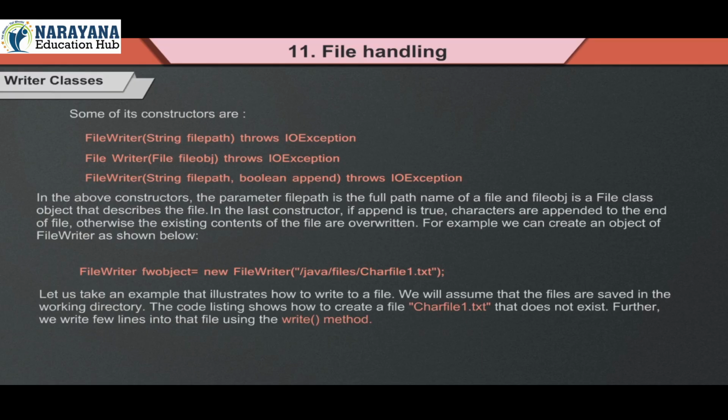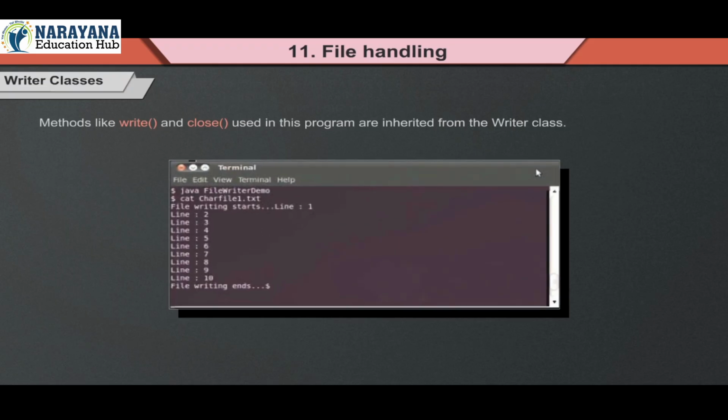Let us take an example that illustrates how to write to a file. We will assume that the files are saved in the working directory. The code listing shows how to create a file carefile1.txt that does not exist. Further, we write a few lines into that file using the write() method. Methods like write() and close() used in this program are inherited from the Writer class.